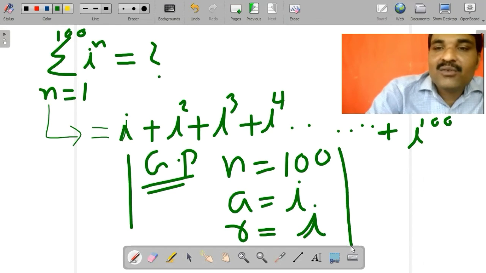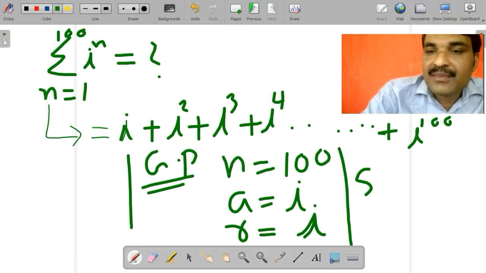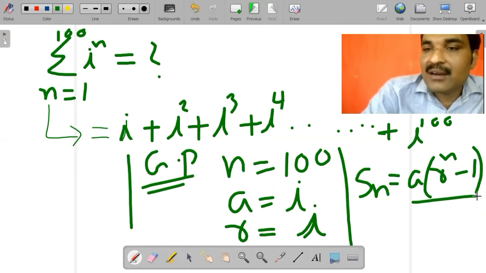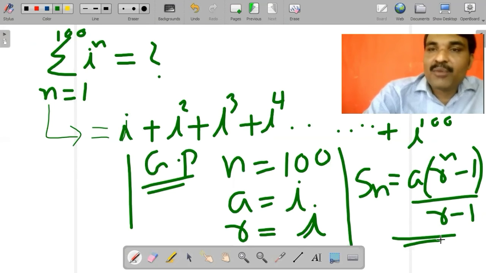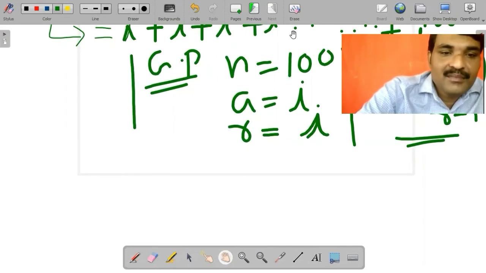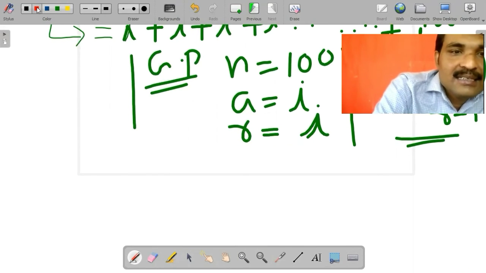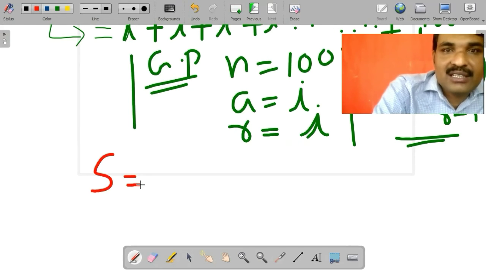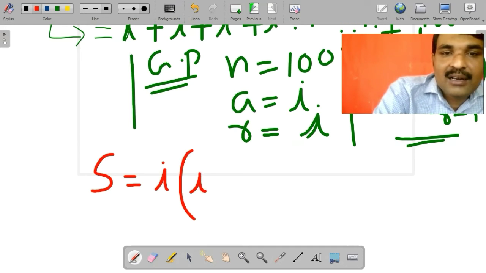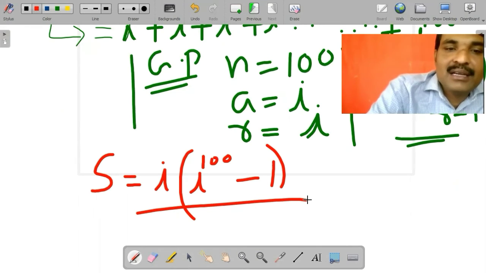Right. Now, what is the sum to n terms of a GP? Sum to n terms of a GP is equal to A multiplied by R raised to n minus 1, all divided by R minus 1. This is the formula for summation of n terms of a GP. Now let us simplify this. Okay. So we can write S is equal to A, A is iota, multiplied by iota raised to 100 minus 1 divided by iota minus 1.